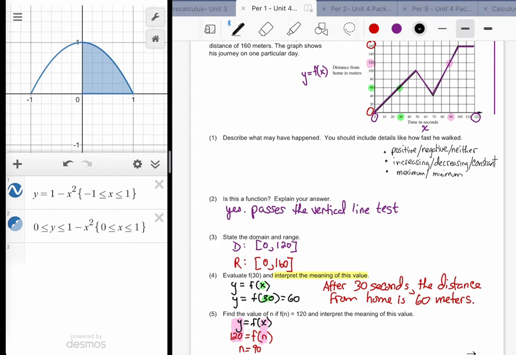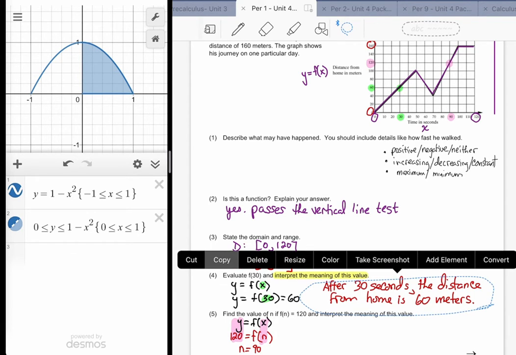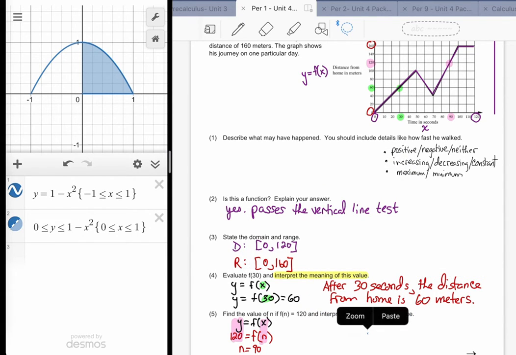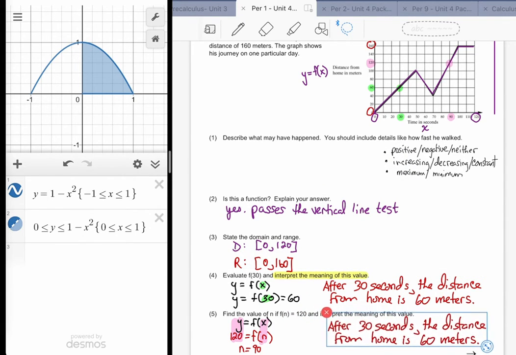All right. So after 30 seconds, the distance from home is 60 meters. That was number 4. I'm just going to copy paste that, and really just say the same thing, replacing the 30 with a 90 and the 60 with 120. All right, but it really represents the same thing. So now let's go back to number 1 and talk about what might have happened.